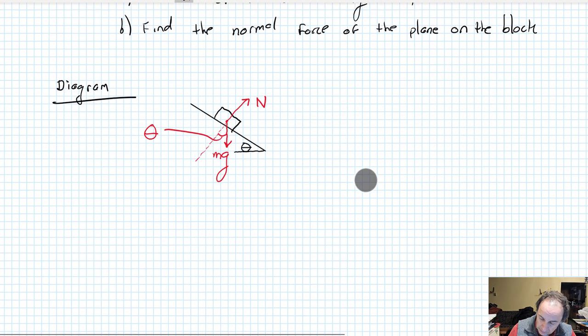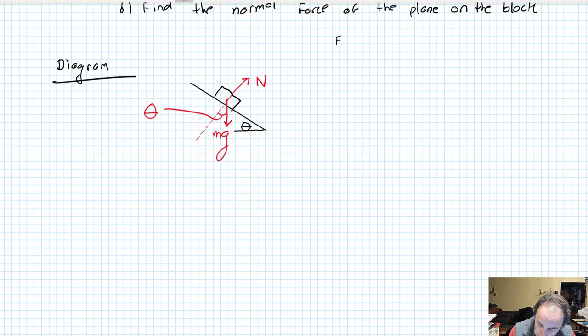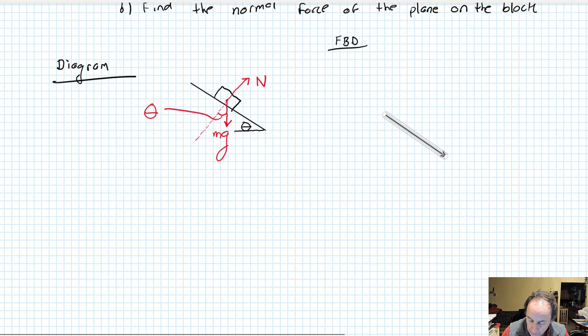So, free body diagram of this guy. Here's how I'm going to set up my coordinate system. I'm going to make this ramp my x-axis, and I'm going to make my y-axis perpendicular to that, like that. So this is my x, this is my y.